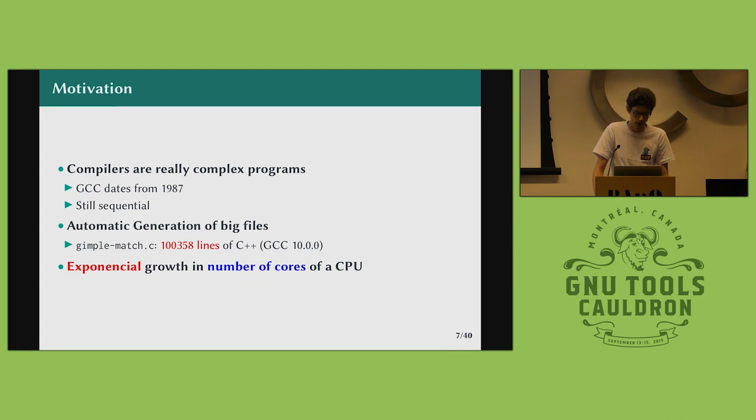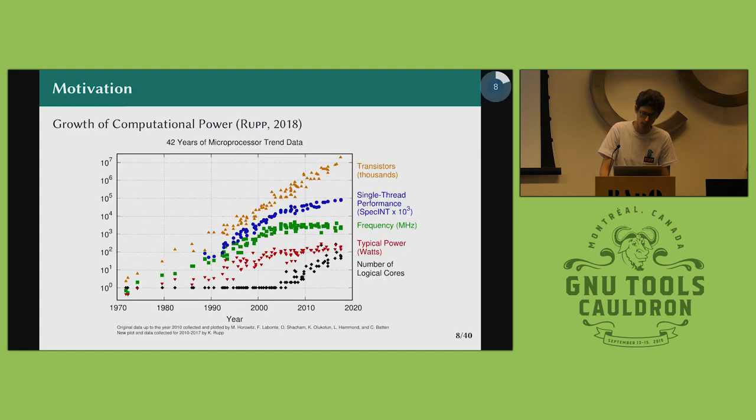And today we have an exponential growth in the number of cores in a processor. If we look at this graph, we can see that single-thread performance is growing slower, around this curve here. However, the number of logical cores is growing exponentially. Look at the scale of the graph. Since 2006, we have had this situation. This changes a bit how we should develop software and scale things.